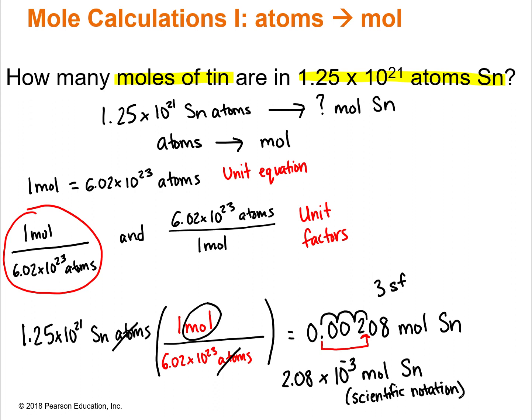Some of the questions on your homework or on an exam may specify that you should answer in scientific notation. So if you put 0.00208 moles, that is the correct numerical answer, but it is not formatted properly. So take the time to make sure you know whether you need to use scientific notation or not. I did not ask for that in this question, but I wanted to point it out here.